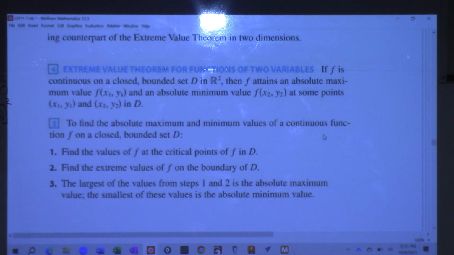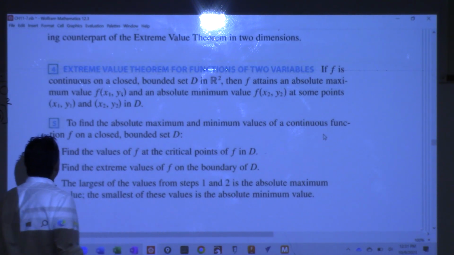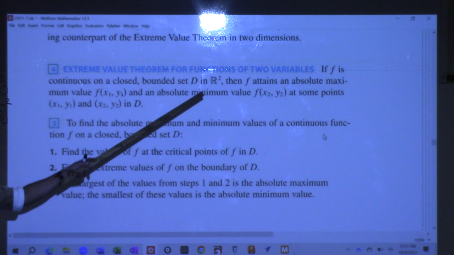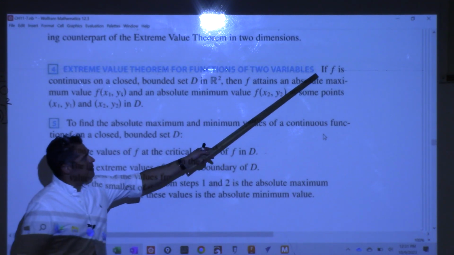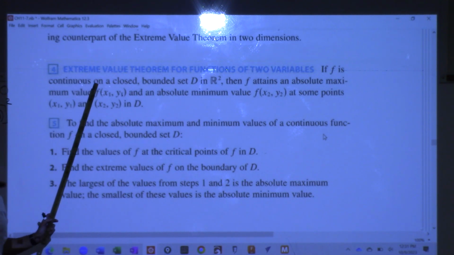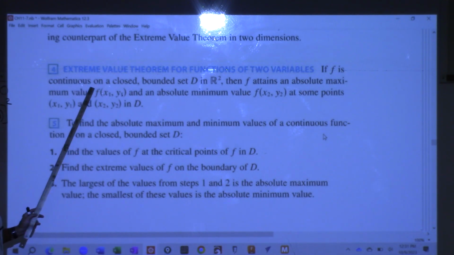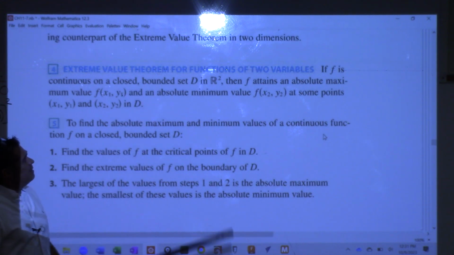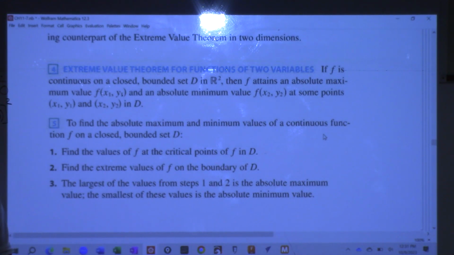So the theorem says, here it is, the extreme value theorem for functions of two variables. So if f, if your surface is a continuous surface, so it's nice, there's no weird breaks in it, on a closed bounded set, then first of all, it must reach a highest and lowest point. It has to attain an absolute maximum, and it has to attain an absolute minimum, right? And we are going to try and figure out where those are, where they happen, and what that highest and lowest point is. Here's how to do it.